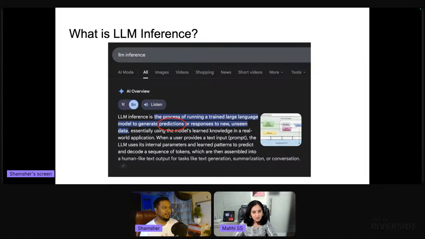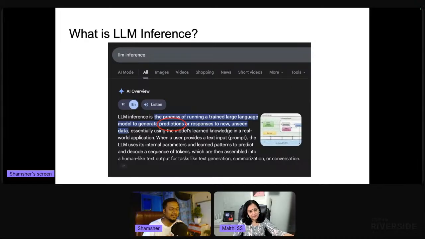So I just quickly searched for LLM inference on Google, and if you see the AI overview, it gives me a quick definition of what LLM inferencing is, right? Now, I don't want you to read this entire thing because that's what I'm going to explain, but I want you to focus on this red circle, or I would say ellipse, whatever it is.